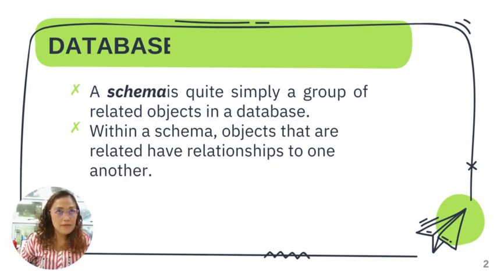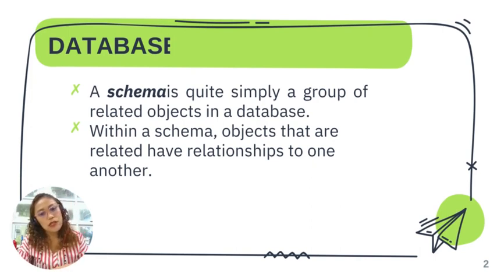When you say schema, it is the collection of related objects in a database, meaning the collection of all the tables that you have created in one database. So we call it interchangeably database or schema. Those two terms are equivalent, so we can use them interchangeably. Within a schema, you have interrelated objects. One table is related to another table.